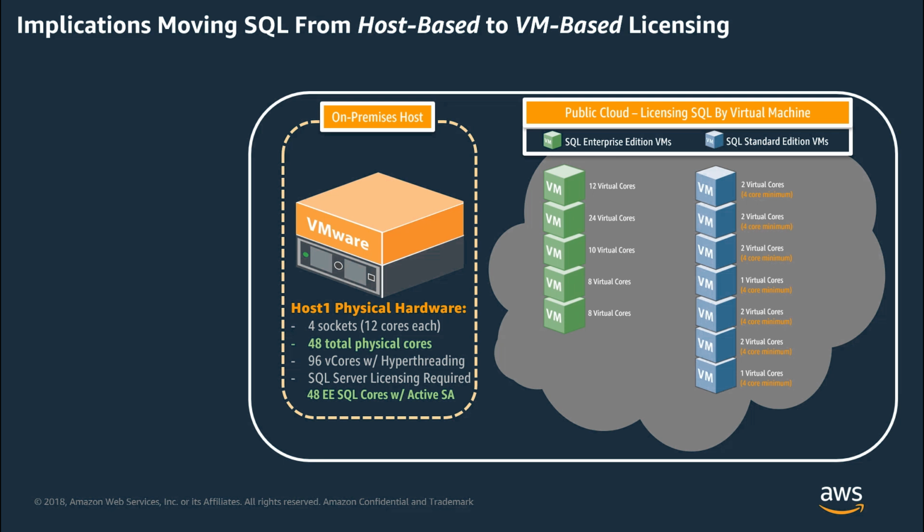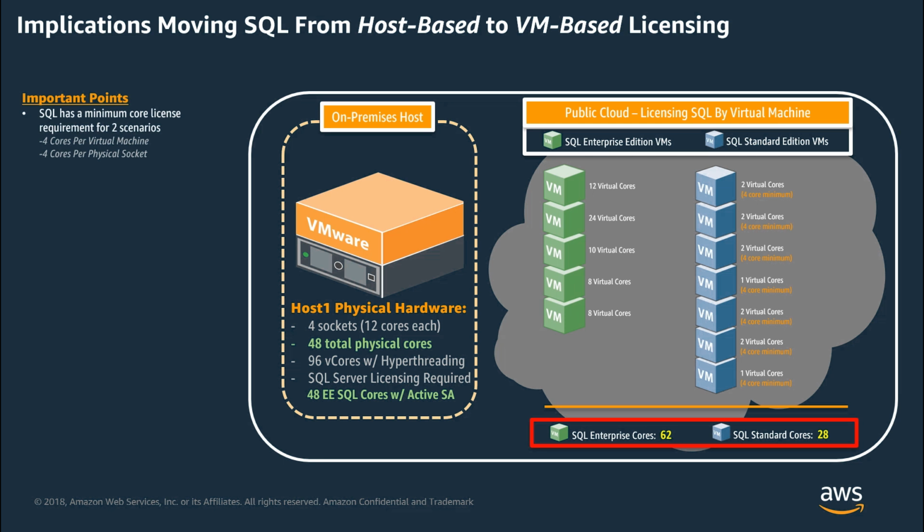So on the left-hand side, you'll see all the enterprise VMs that are green. On the right-hand side, you're going to see all the standard VMs that are blue. Underneath each standard VM, you're going to see orange text that says 4-core minimum. So with SQL Server, there is a minimum of 4 cores for every VM. And this is true whether you're running VMs on-premise or in the cloud. The difference, though, is that when you're licensing by host, like we were just showing on the previous slide, it really doesn't matter how many cores you're allocating because you're licensing the physical hardware.